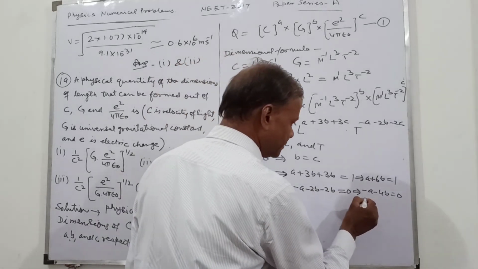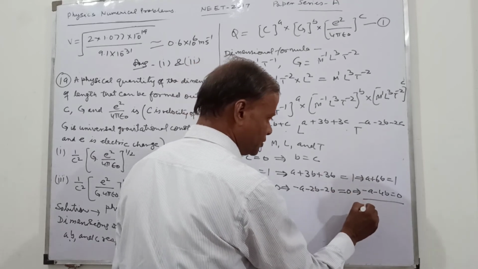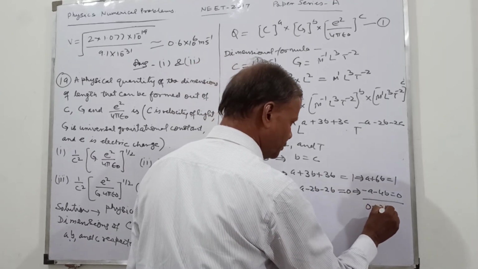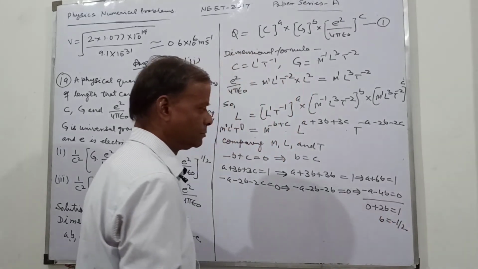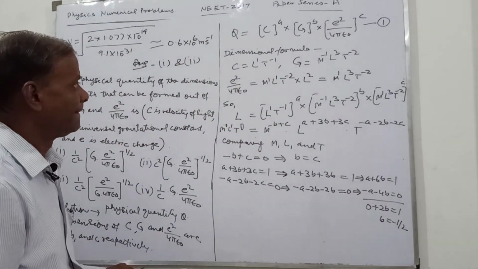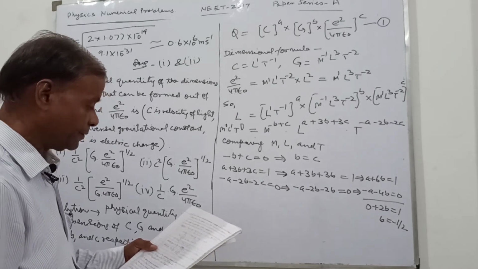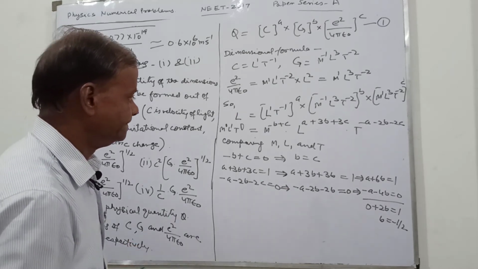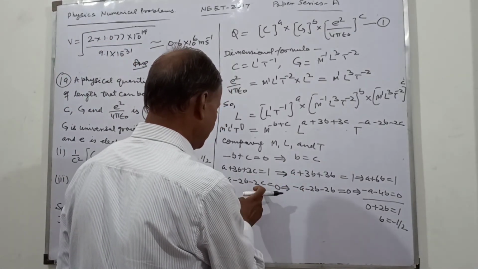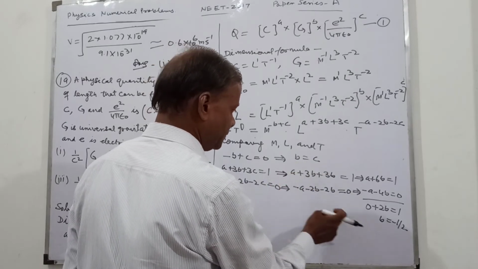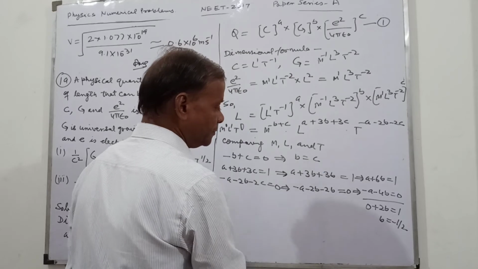Now if we add these two, then this will be 0 plus 2b equal to 1, so b equal to minus 1 by 2. You will get b equal to minus 1 by 2. And since b equals minus 1 by 2, c is also equal to minus 1 by 2.